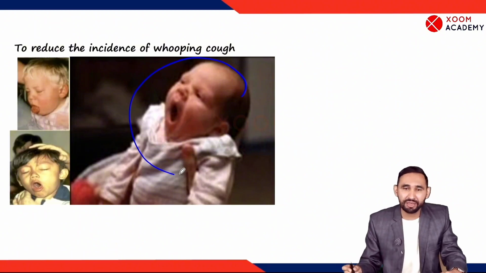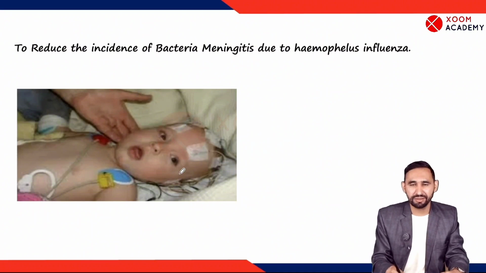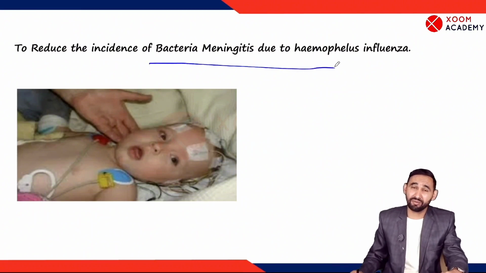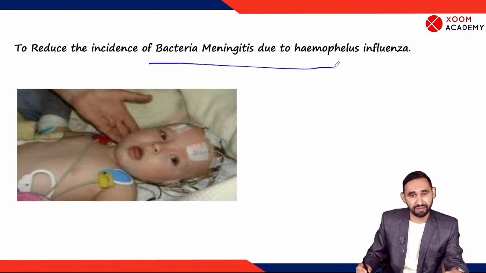To prevent whooping cough, the pertussis vaccine is included. We need to reduce the incidence of bacterial meningitis due to Haemophilus influenzae, because Haemophilus influenzae can lead to meningitis. So the Haemophilus influenzae vaccination is added in the EPI schedule.